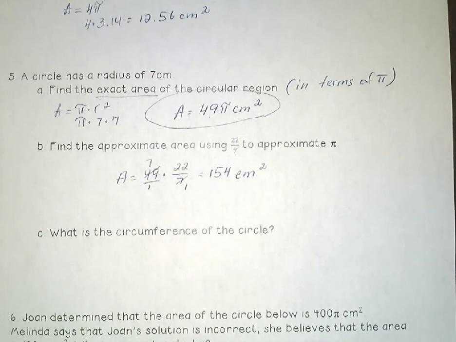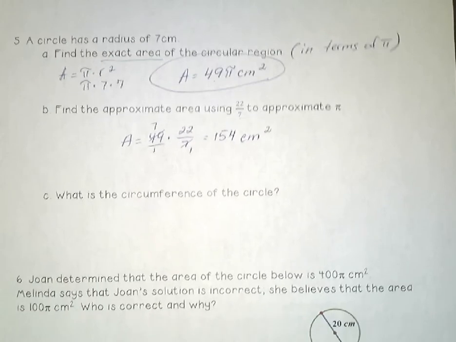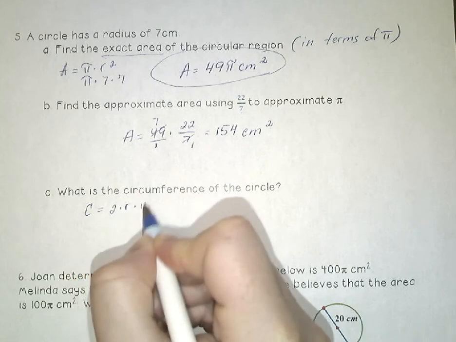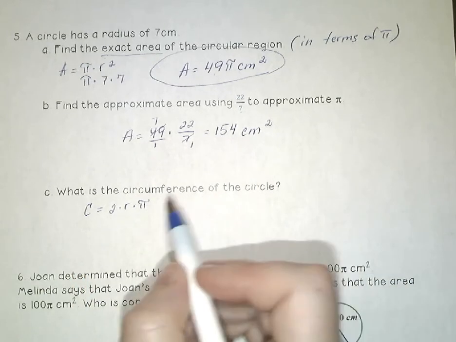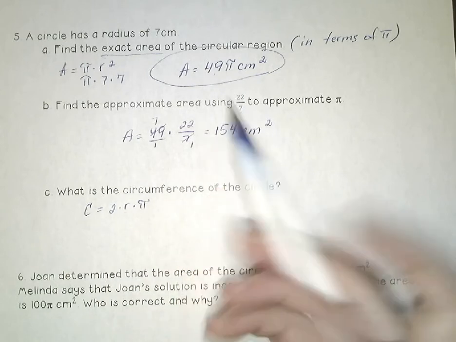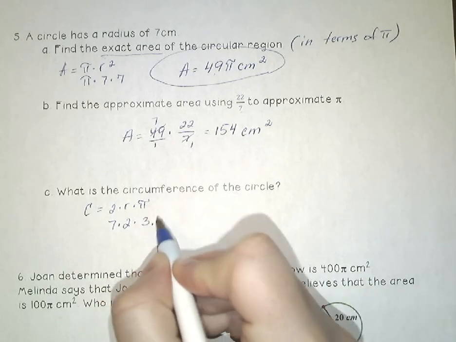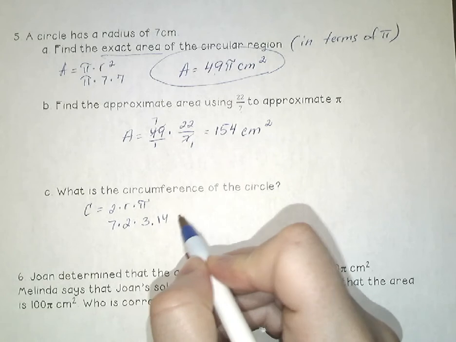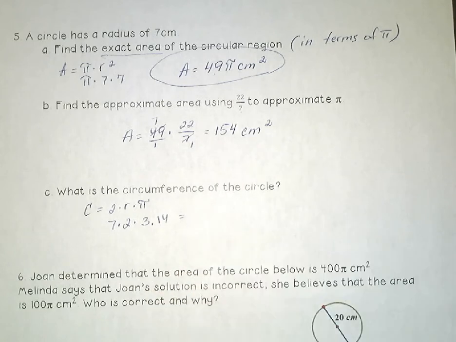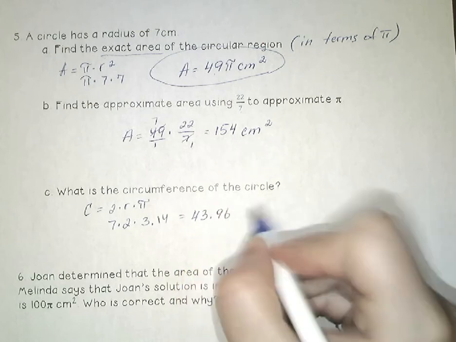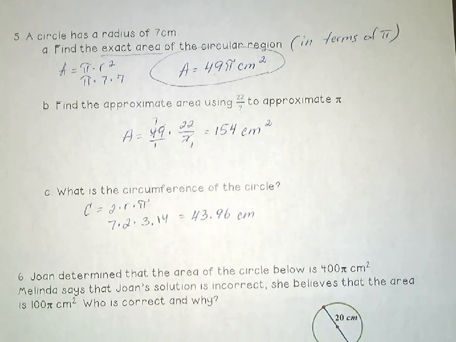Okay. What is the circumference of the circle? Now we are going back to our formula for circumference. Circumference equals 2 times the radius times pi, right? So instead of using 7 times 7, we are going to use 7 times 2 times 3.14. Okay, and that is going to be 14 times 3.14. 14 times 3.14 is 43.96 centimeters without being squared, right? Because circumference is just the distance around the circle.